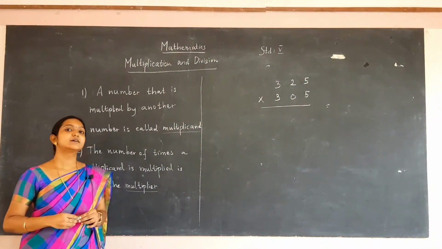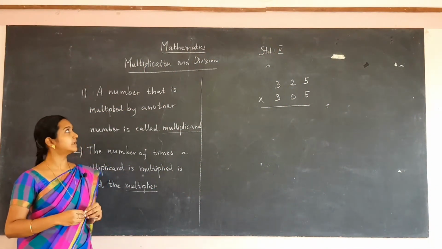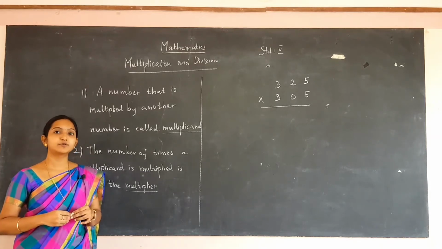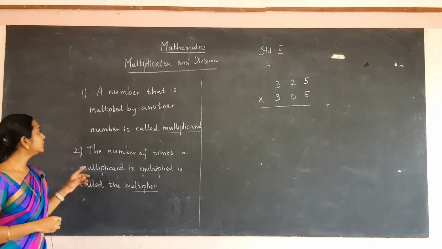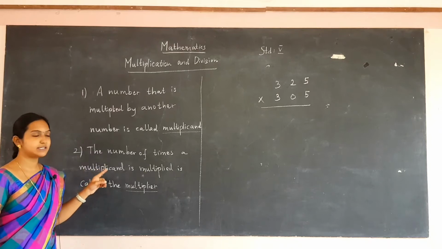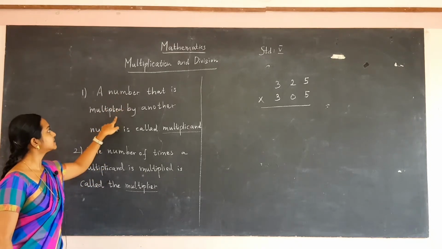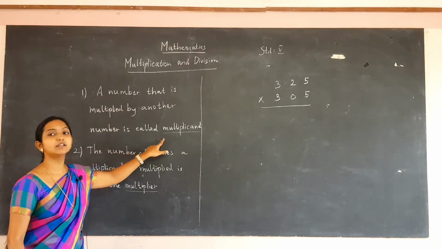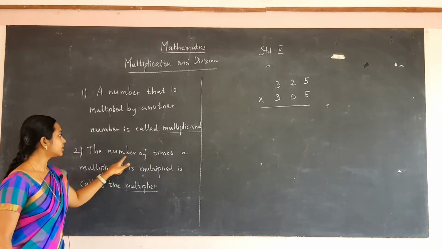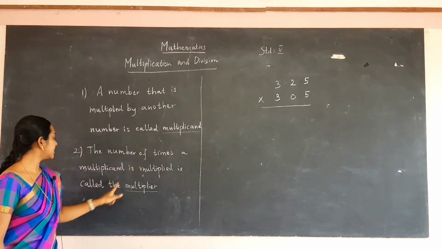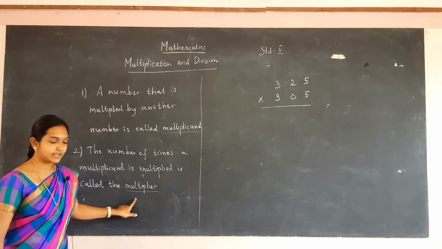Good morning students. Today we are going to learn about multiplication and division. Before knowing that, you have to know about what is multiplicand and multiplier. A number that is multiplied by another number is called multiplicand. The number of times a multiplicand is multiplied is called multiplier.